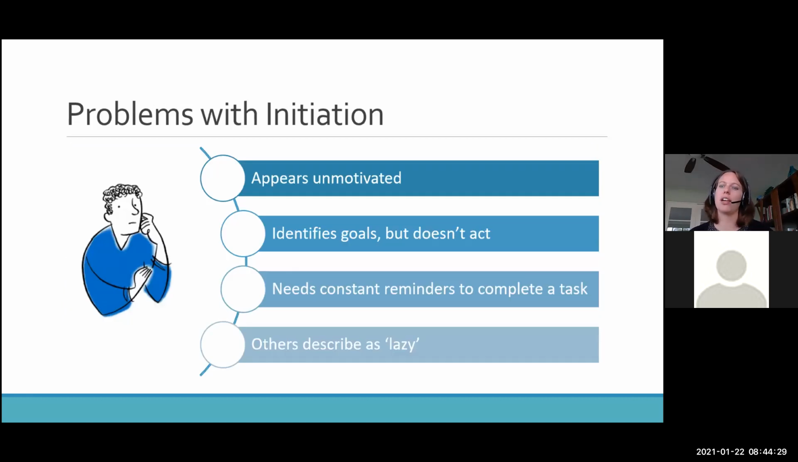So initiation, again, this might seem similar to someone who has memory or attention or processing issues. They don't seem unmotivated. They're able to talk with you and identify all these great things, but they don't actually follow through on them. They need constant reminders to get started. People might describe them as lazy. They're just sitting around all day, not doing anything. They have all this time to get stuff done. It really could be that it's hard for them to figure out how to get started and how to do that.